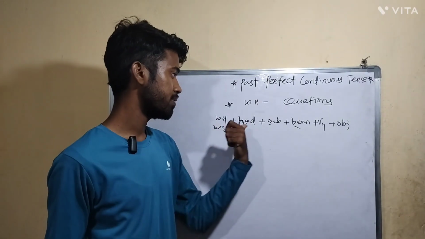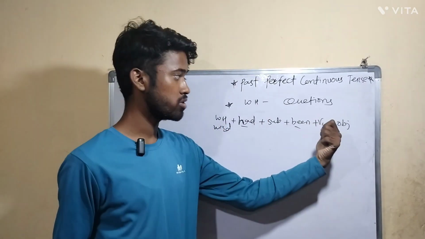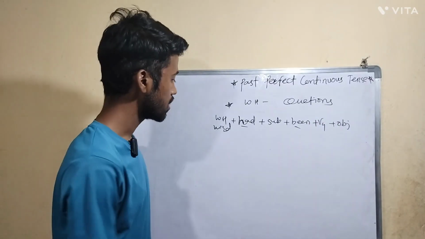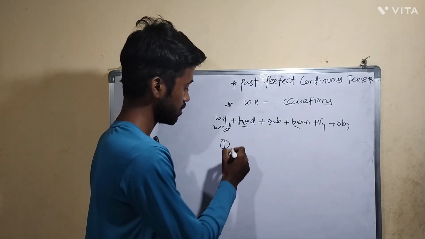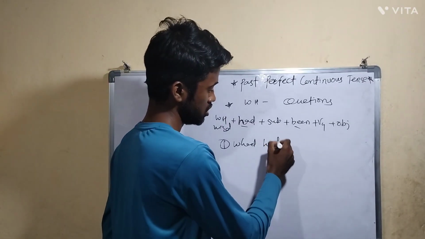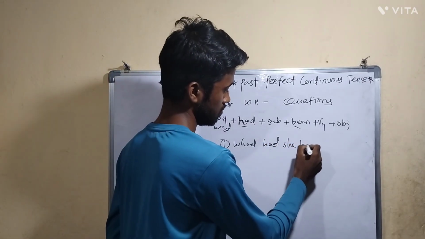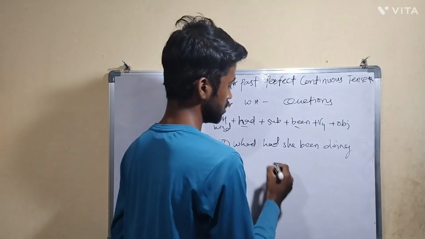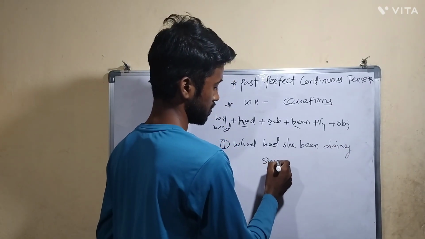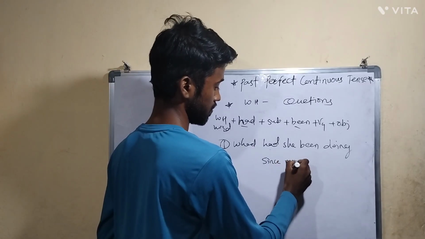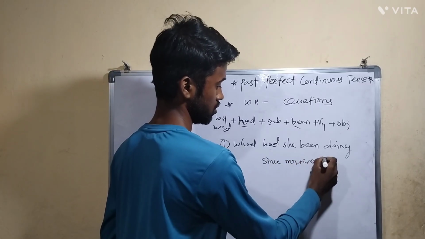Okay, now WH word plus had plus subject plus been plus fourth form of verb plus object. Now what is the example? First example, what had she been doing since morning? Since morning to evening.